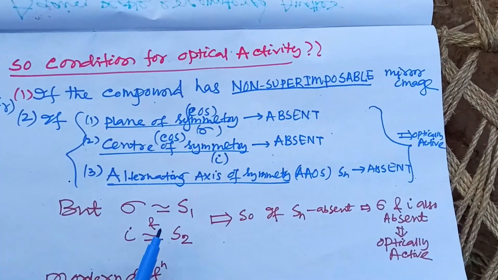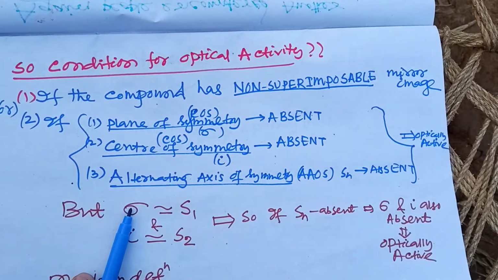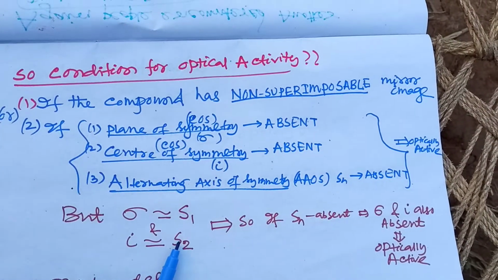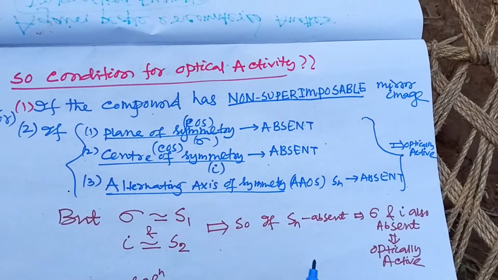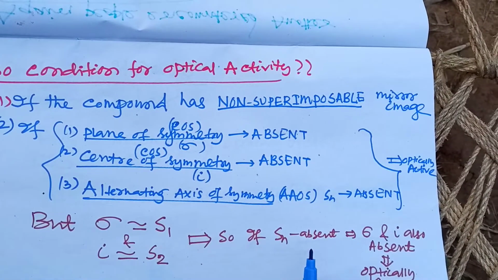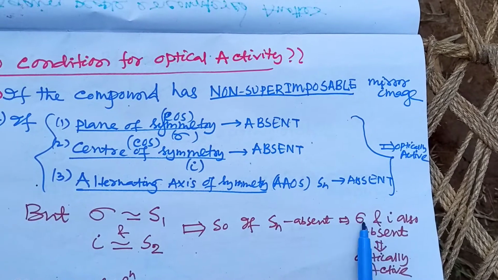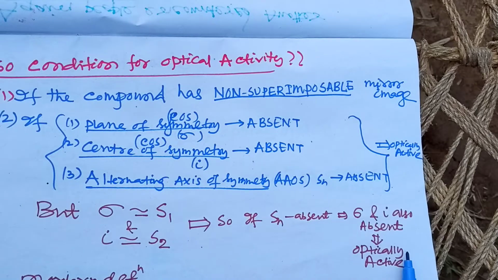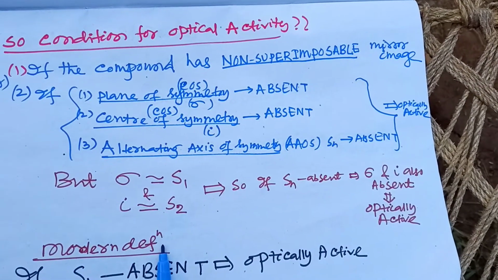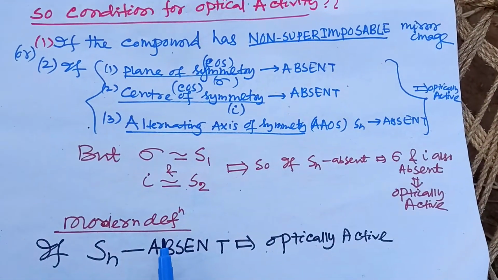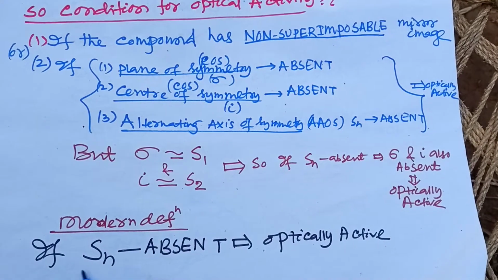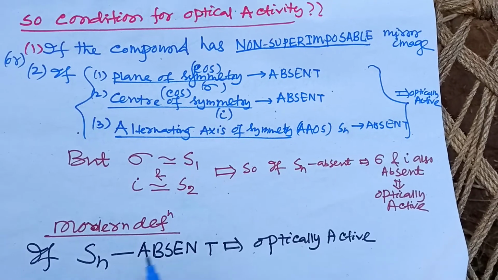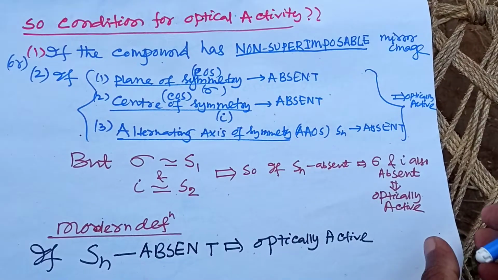But again, it is seen that sigma, the plane of symmetry, is nothing but S1, and the center of symmetry is equivalent to S2. So in a broader sense, we can say that if Sn is absent, then sigma and i are also absent, and the compound will be optically active. What is the modern definition of optical activity? The modern definition says that if a compound has Sn absent, then it will be optically active.